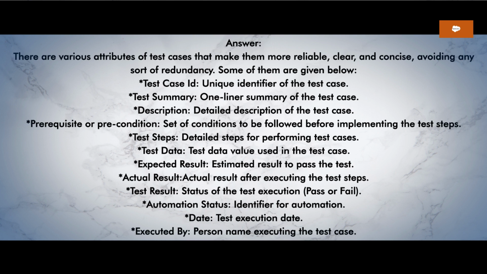Test data, value used in the test case. Expected result, estimated result to pass the test. Actual result after executing the test steps. Test result, status of the test execution, pass or fail. Automation status, identifier for automation. Date, test execution date. Executed by, person name executing the test case.